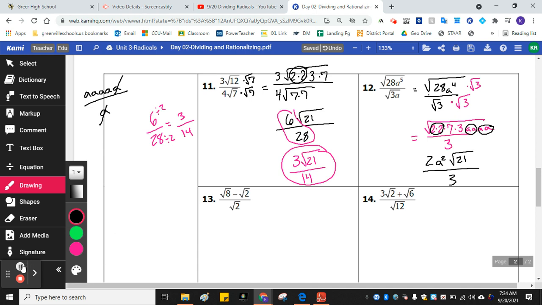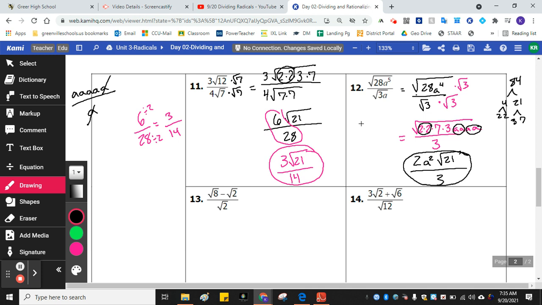All right, I did something wrong. Hold on. Let me think. No, I did everything right. 28 times 3 is 84. I just want to make sure I broke this down. 2, 2, 3, 7, 2, 2, 3, 7. Not in the right order, but it works. There's your answer. All right.